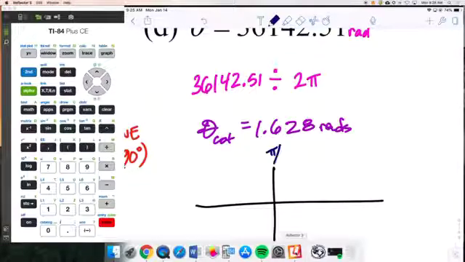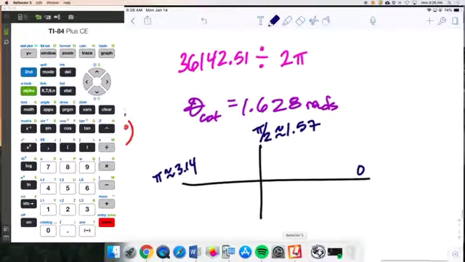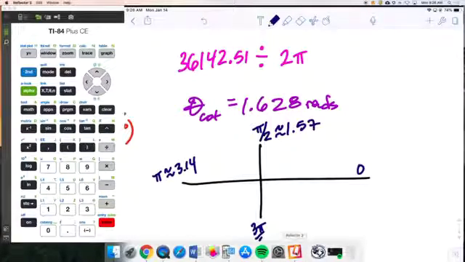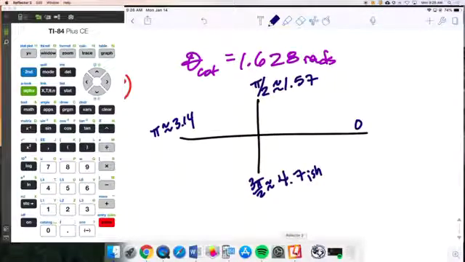Remember I told you that it was good to know that pi halves is about 1.57. This is, of course, 0. Pi, as you well know, is 3.14. 3 pi halves, remember, was about what? 4.7-ish. And then 2 pi is about twice pi, which is 6.28. Okay, so if there's no pi visible, this is kind of good to know.